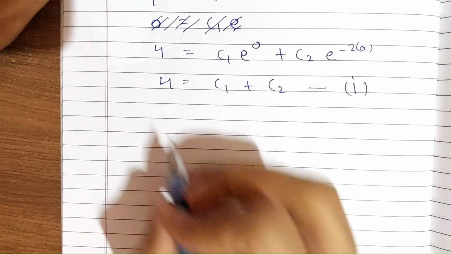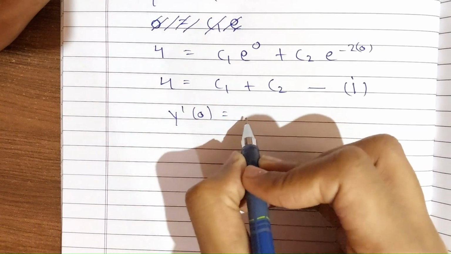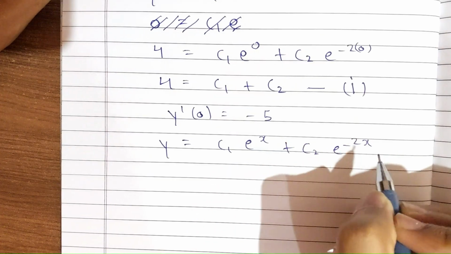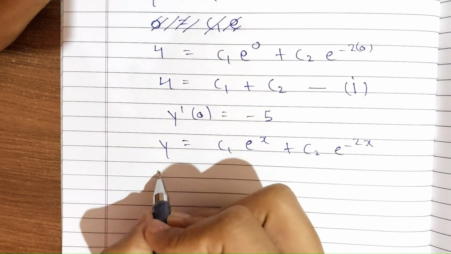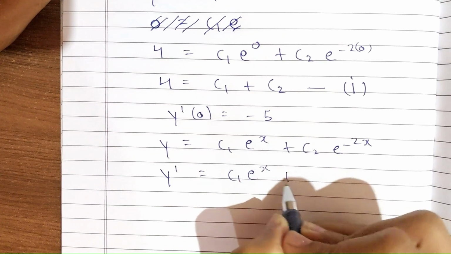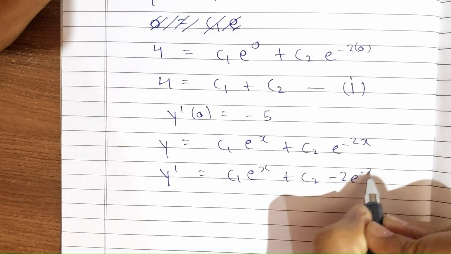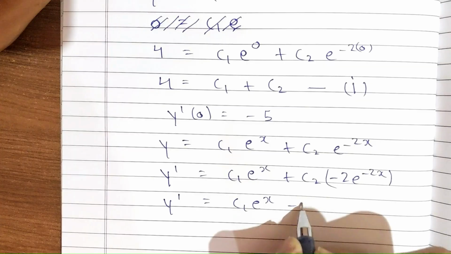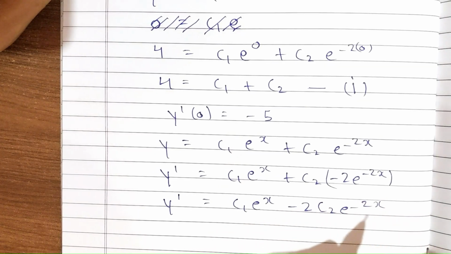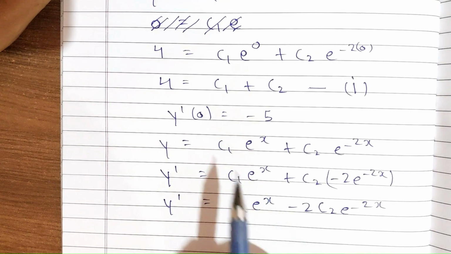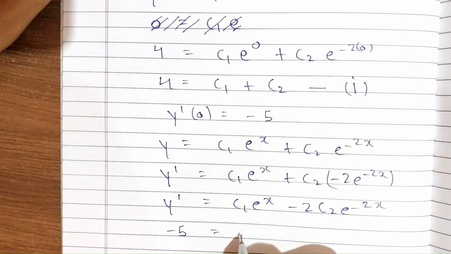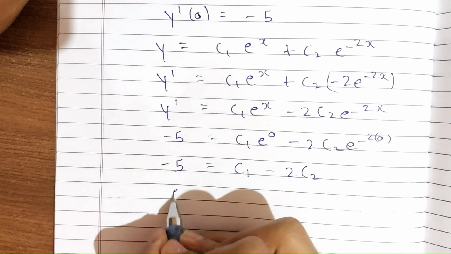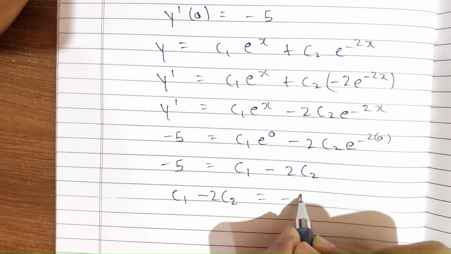Now use second initial condition y dash of 0 equals to minus 5. Differentiate both sides with respect to x. y dash equals to c1 e to power x minus 2 c2 e to power minus 2x. Now put y dash equals to minus 5 and x equals to 0. After putting values, we get this equation. Let this be equation 2.